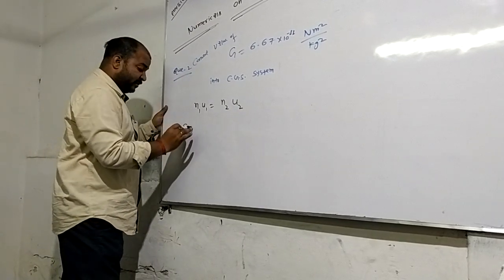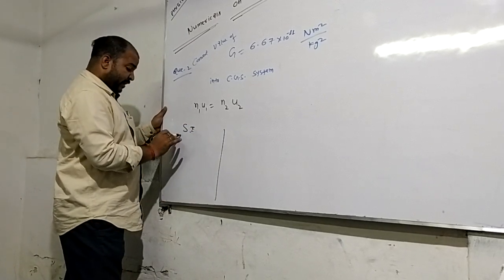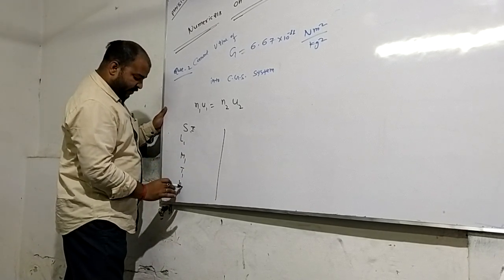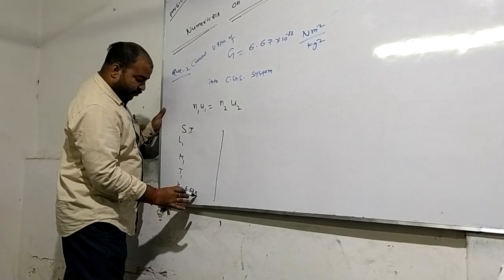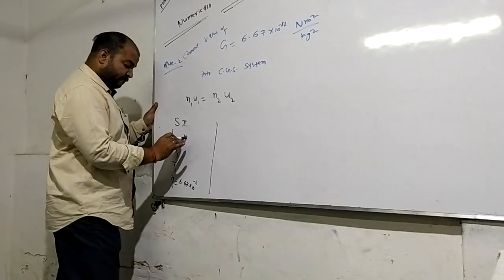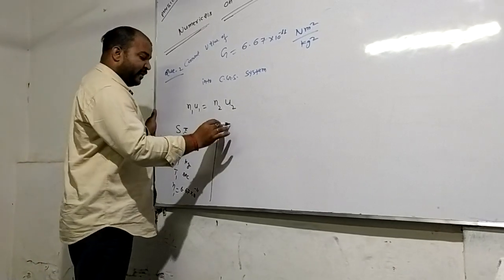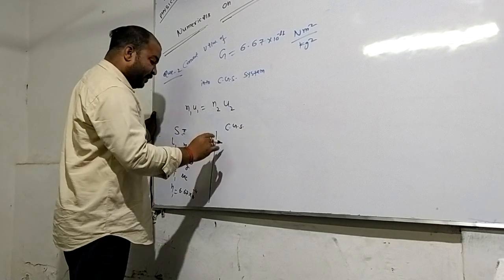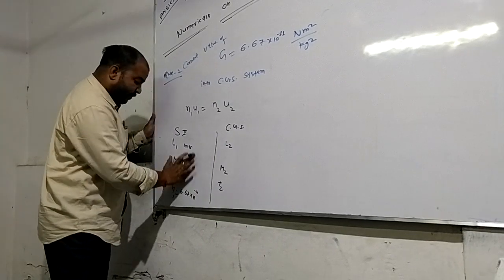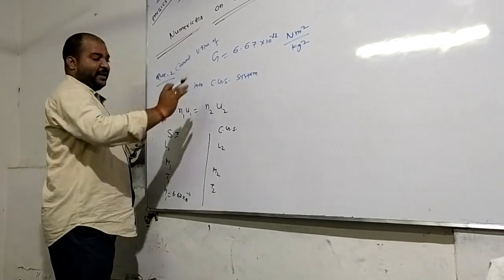As we know, in the SI system, length we can say L1, mass is M1, time is T1, and N1 is given as 6.67 into 10 power minus 11. L1 is meter, M1 is kg, and T1 is second. In the next unit system, CGS, centimeter, gram, second, we can say L2, M2 and T2.